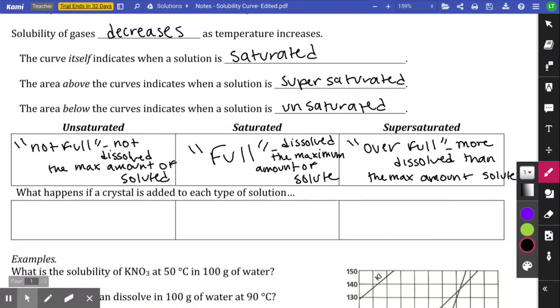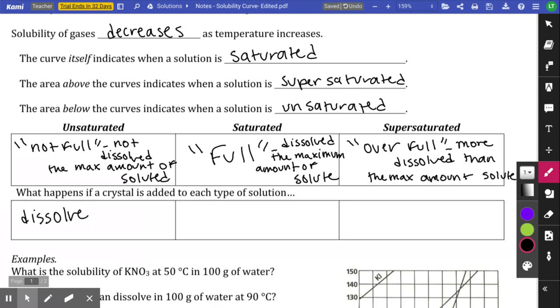So let's talk about what happens if I add a crystal to each type of solution. When I'm talking about adding a crystal, if I had sugar dissolved in water, what would happen if I added one more piece of that sugar or one more piece of that salt, whatever your solute is. So for an unsaturated solution, if I added one more piece of solute to that solution, it would dissolve. It should dissolve.